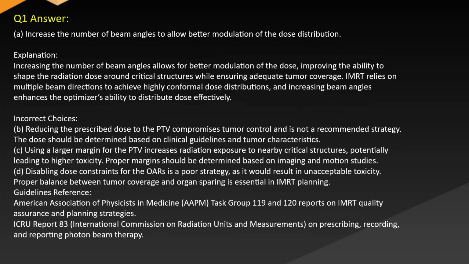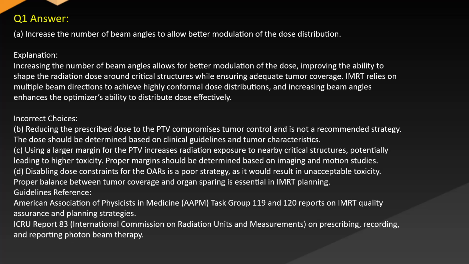Answer. A. Increase the number of beam angles to allow better modulation of the dose distribution. Explanation. Increasing the number of beam angles allows for better modulation of the dose, improving the ability to shape the radiation dose around critical structures while ensuring adequate tumor coverage. IMRT relies on multiple beam directions to achieve highly conformal dose distributions, and increasing beam angles enhances the optimizer's ability to distribute dose effectively. Incorrect choices.